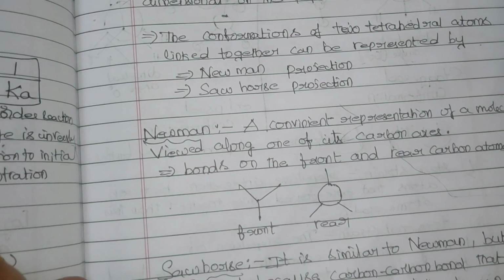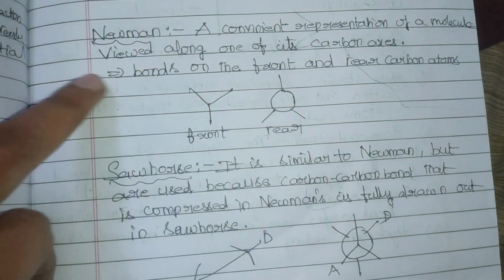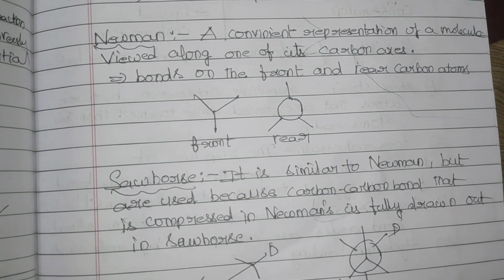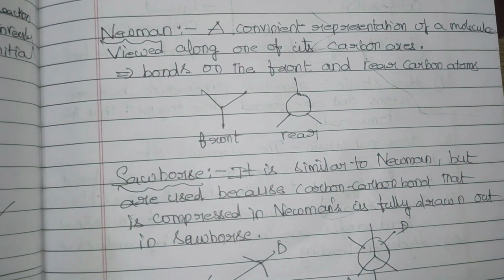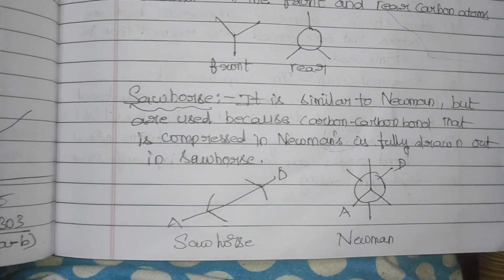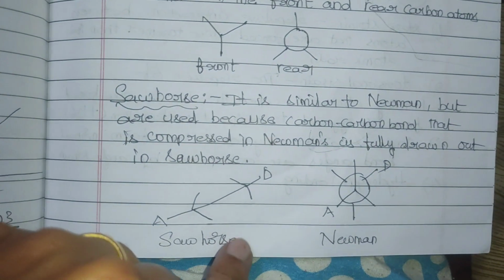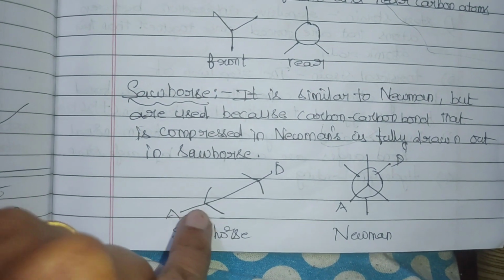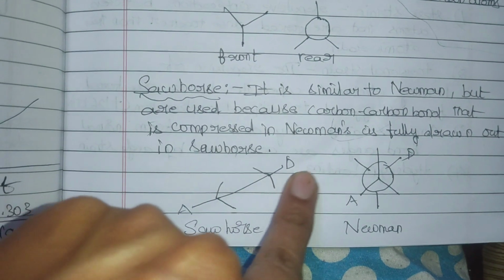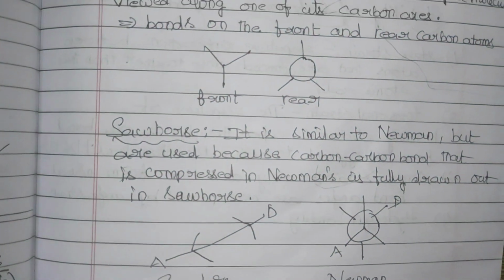Or we can see it from a Sawhorse projection. It is similar to Newman, but the carbon-carbon bond here is not compressed. It is fully drawn. We can see all the carbon-carbon bonds. See here, we can fully draw this structure. So this is a Sawhorse projection, and a Newman projection like this we can see.